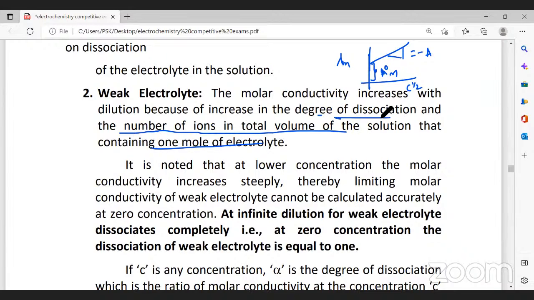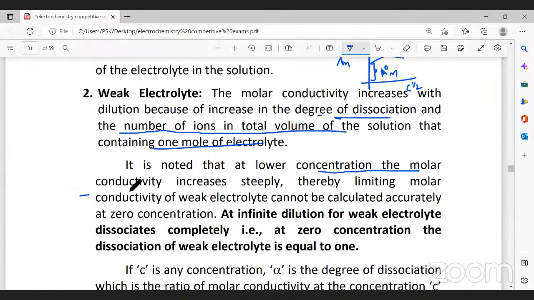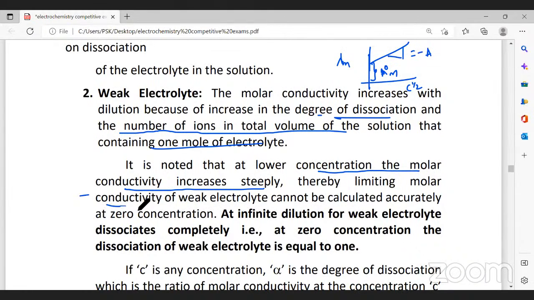So here molar conductivity increases with dilution because of the increase in degree of dissociation. That means as you dilute, the number of molecules dissociating will increase, number of ions formed will increase. Therefore, molar conductivity also will increase. It is noted that at lower concentration, the molar conductivity increases steeply, thereby limiting molar conductivity of weak electrolyte cannot be calculated accurately.